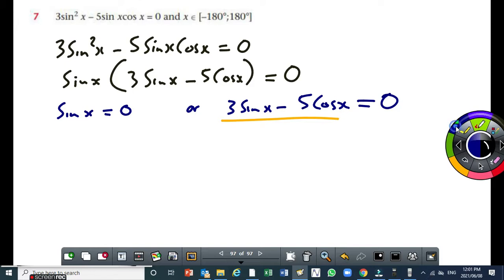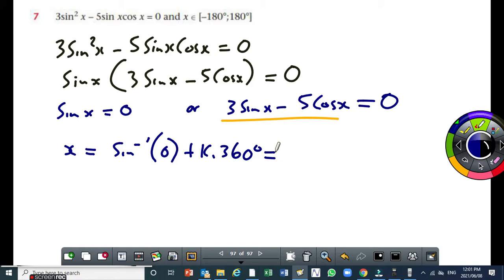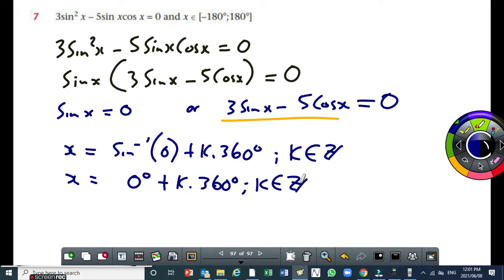This one here, you end up creating tan there. I've shown you already an example where you create tan. So we can easily find the general solution for this one. Let's find them. So here x will be equal to shift sine of 0, plus k times 360, where k is an integer. Shift sine of 0 gives you 0 degrees, so you get 0 degrees here plus k times 360, where k is an element of z.